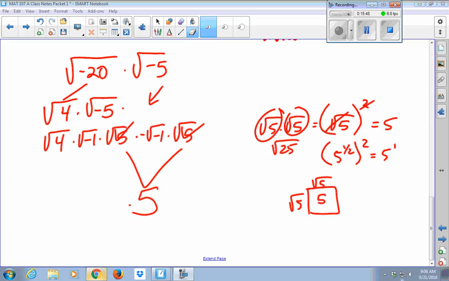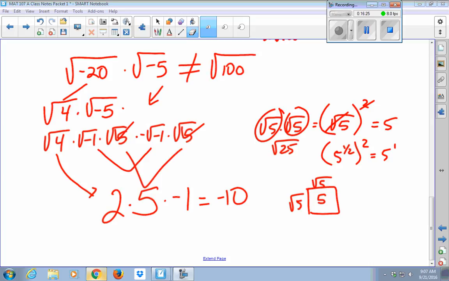What happens with the rest of it, Jake? So the square root of 4 gives me a 2. So far I got 10. And then what do I get? Right. So the square root of -1 times the square root of -1 is -1. And I get -10. So regardless of how I choose to factor these radicands, both of them will give me a -10. So you should feel comfortable doing it any way you want. Again, the key is that the square root of -20 times the square root of -5 does not equal the square root of 100. That's the key idea.